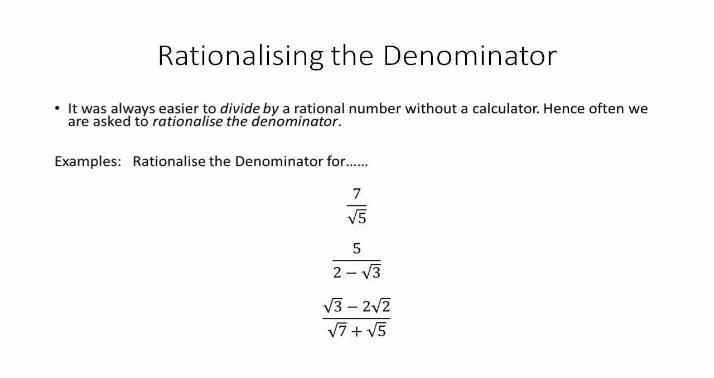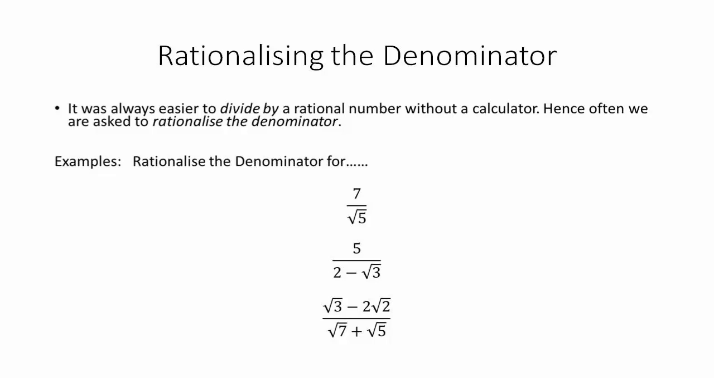So, rationalising the denominator. Well, we're simply asked to do this because in the old days it wasn't nice to divide by an irrational number. Not when you're using long division and you're doing it without a calculator. It's much better to have a rational number as your denominator, even if it makes the numerator irrational. Yeah, that's the reason why we're doing it. Students often ask, and it's a good question, why are we doing this?